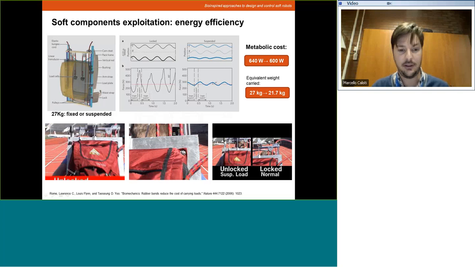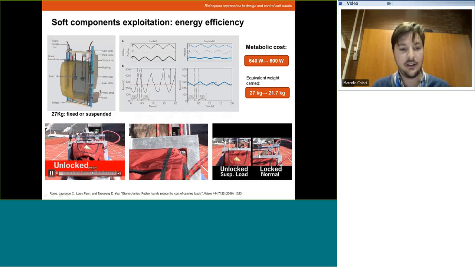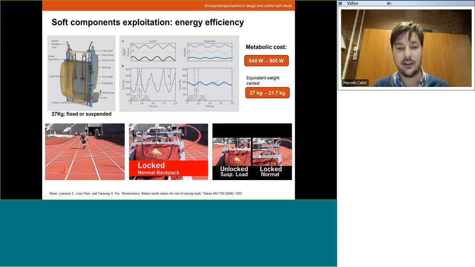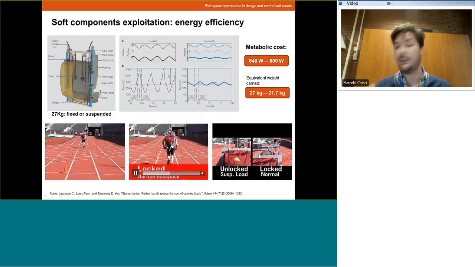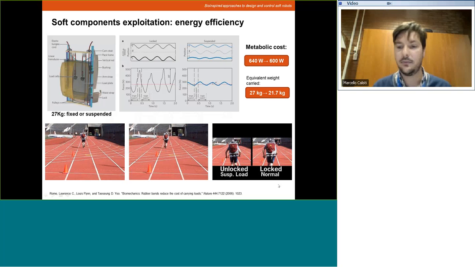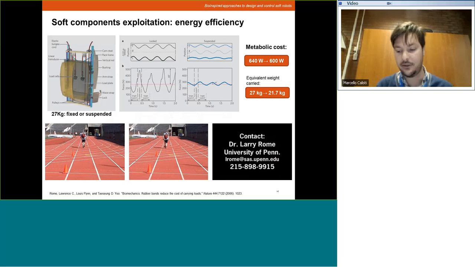So that's an unlocked example where you see that the backpack is not oscillating. Now let's see when the backpack is oscillating, so you are putting more energy on your system to move the backpack as well. Let's see both of them together, and you can see quite the difference. So the backpack is not oscillating, so you are not adding energy to the system.